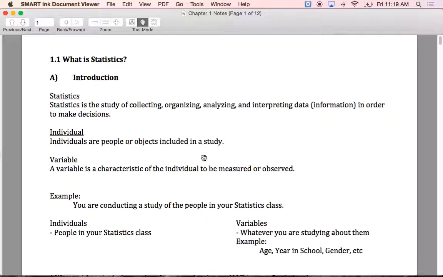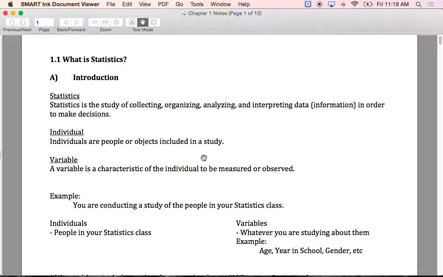Okay, 1.1 is what is statistics? So first off, statistics is the study of collecting, organizing, analyzing, and interpreting data or information in order to make decisions. The individual in the study are people or objects included in a study, whereas the variable is going to be a characteristic of that individual to be measured or observed.